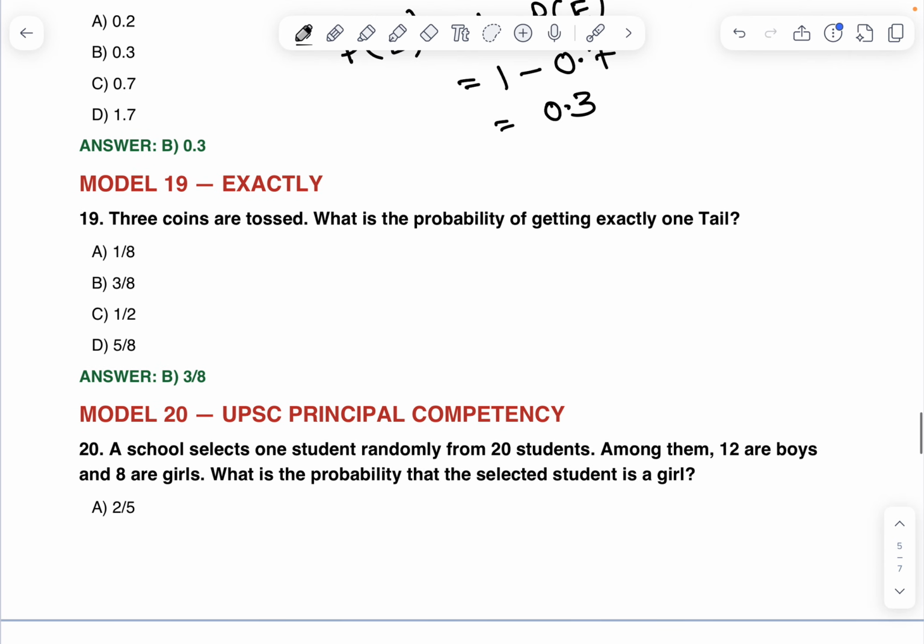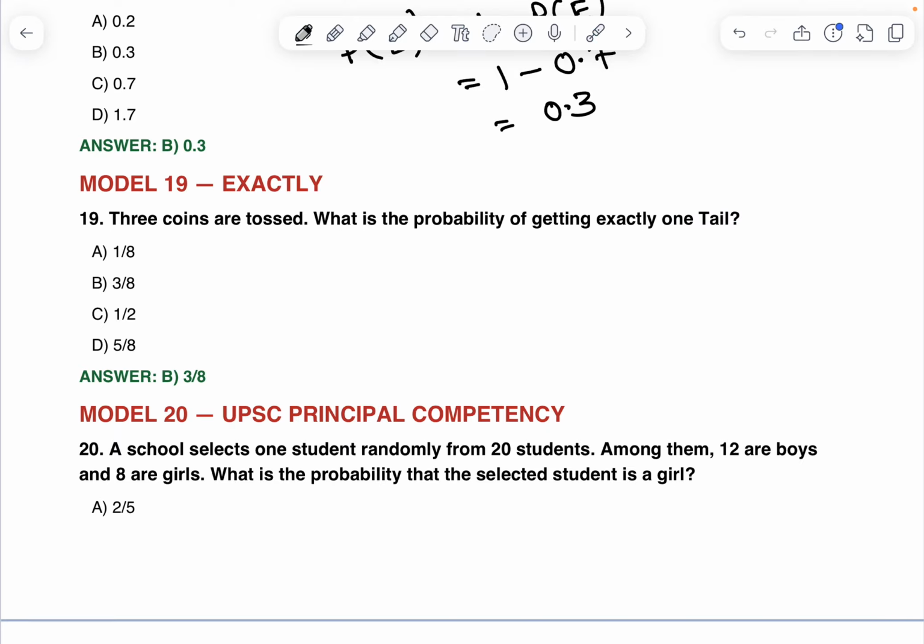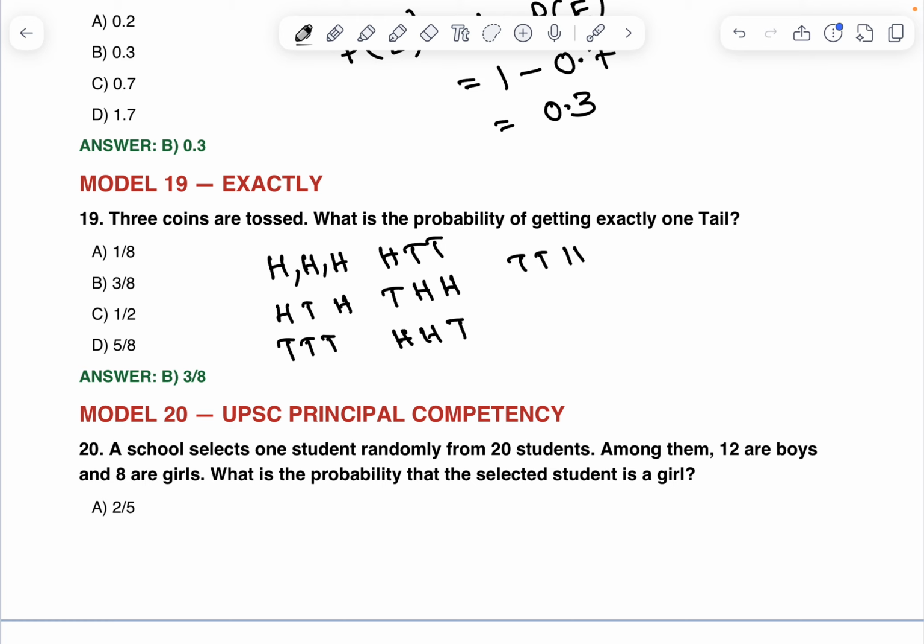Next. 3 coins are tossed. What is the probability of getting exactly one tail? Already we completed this sum in the previous. How many coins? 3. Head head head, head tail head, tail tail tail, and head tail tail, tail head head, head head tail, tail tail head, head tail tail. Okay, 8 completed. There is no repeat.